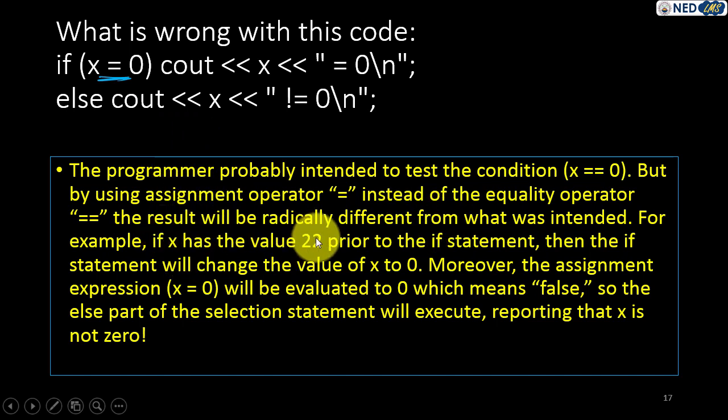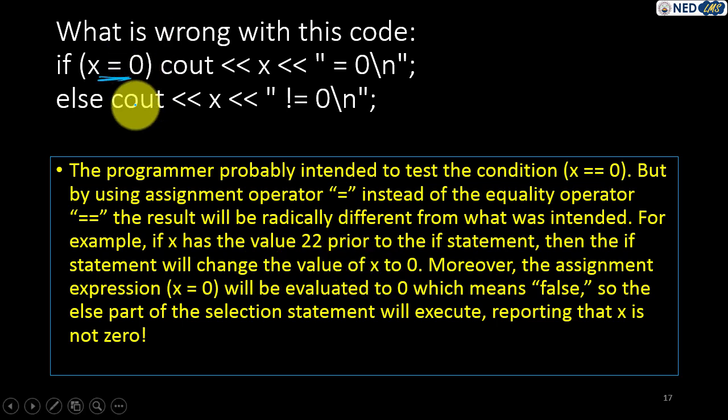For example, the programmer probably intended to test whether x is equal to 0 or not, but by using the assignment operator instead of the equality operator, the double equals sign, the result will be radically different from what was intended. For example, if x has the value of 22 prior to the if statement, then the if statement will change the value of x to 0.